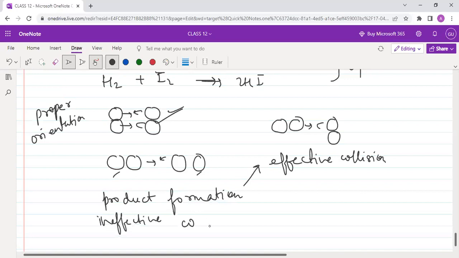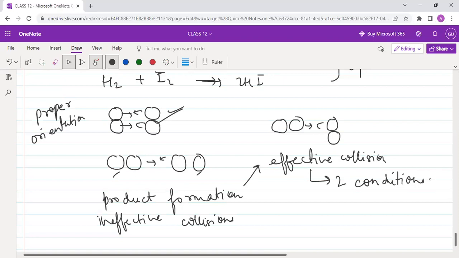So all the collisions are not effective. The collisions which will satisfy these two conditions: one, the activation energy, that means they should have the amount of energy required to cross the barrier. And second one, their orientation should be proper. Then only the product formation will take place. So the chapter is over.